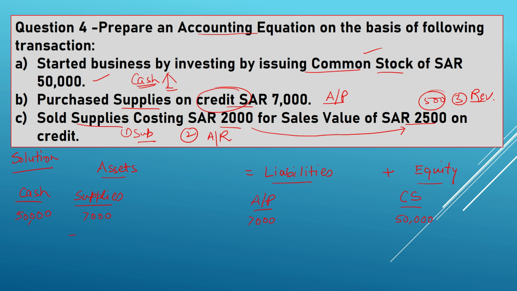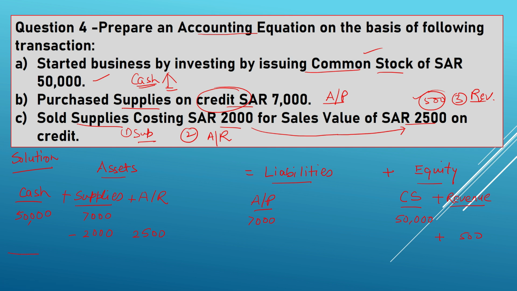So in supplies 2,000 will be minus, okay. And your account receivable is increasing. Account receivable is an item of the assets, so it will come under the assets. Account receivable increases by 2,500, okay. And 500 is a gain which comes under the revenue, so I will make an item of the revenue under the equity, okay. So under the revenue I will plus 500.